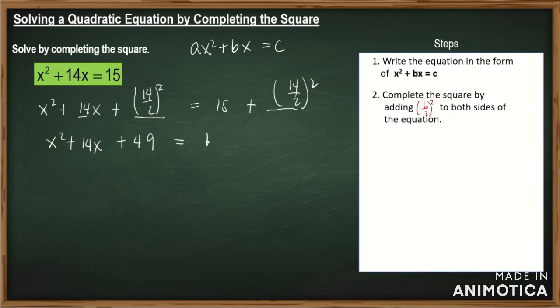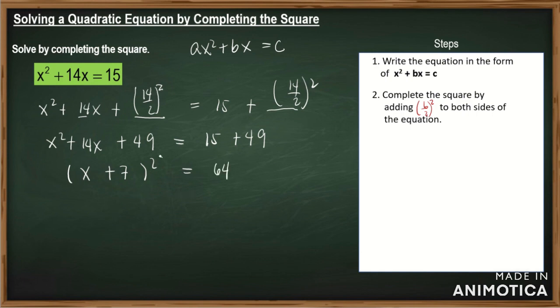Equals 15. Then we have still 49. Then we're going to express this one as the square of a binomial by getting the square root of x squared. That is x. Then half of 14, and that is equal to 7. Equals 14 plus 49 is equal to 64.